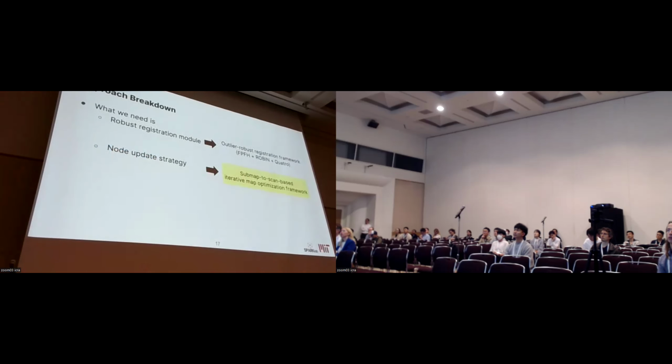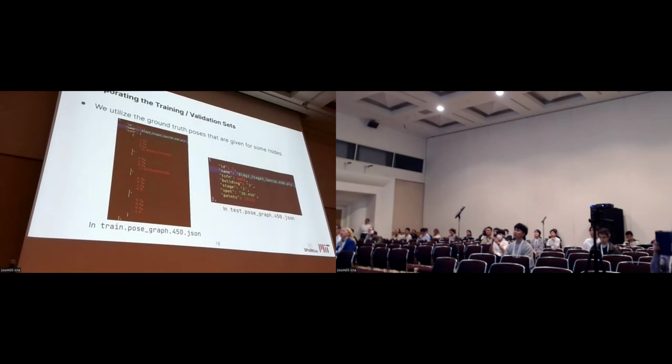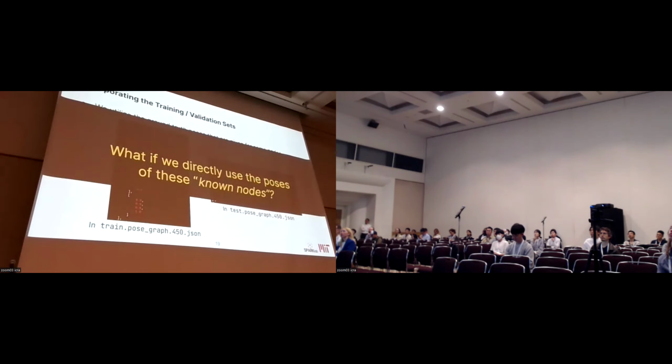Moving on to the second step, the backend map optimization framework. What we want to do is utilize the ground truth poses given for some of the nodes. This can give us some partial information that will act as an initialization before performing more robust optimization.